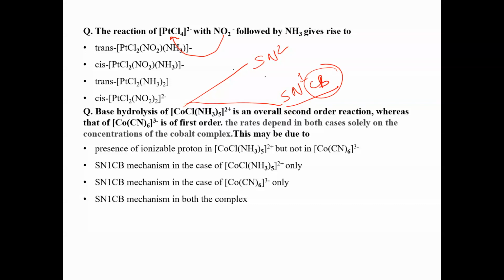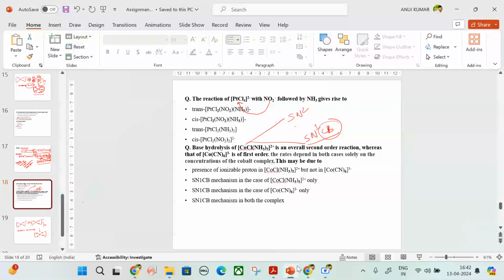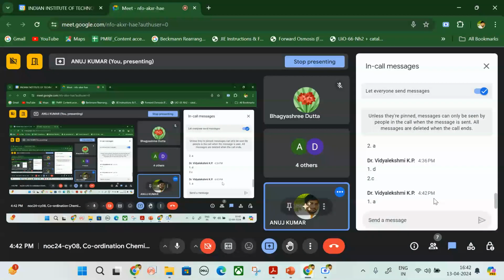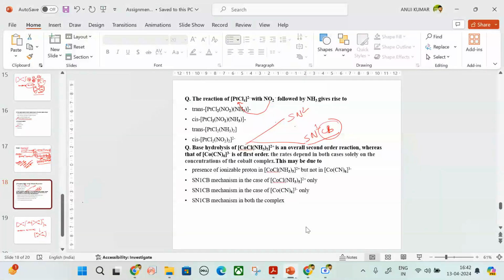So just identify that, and what will be the reason for this particular property. Right. Okay, so for the first it is A. And what about the second one?